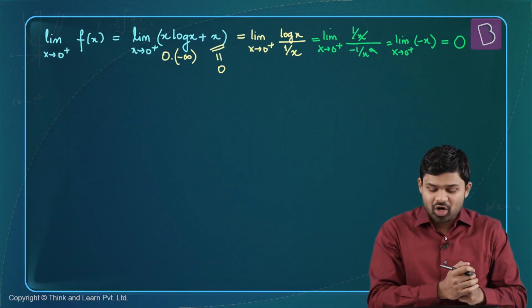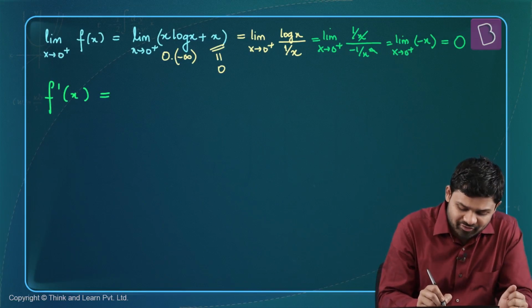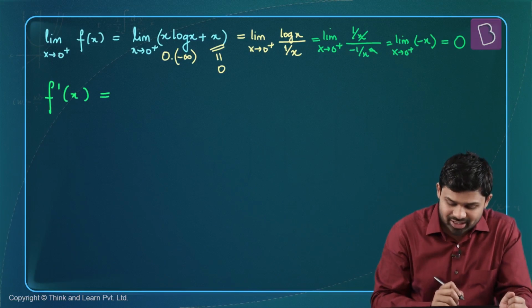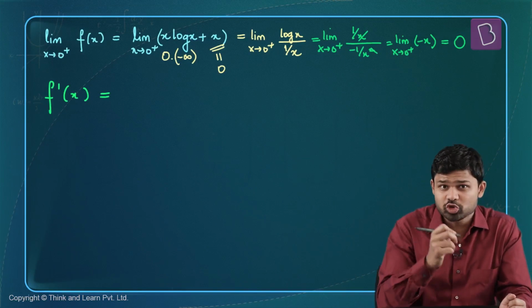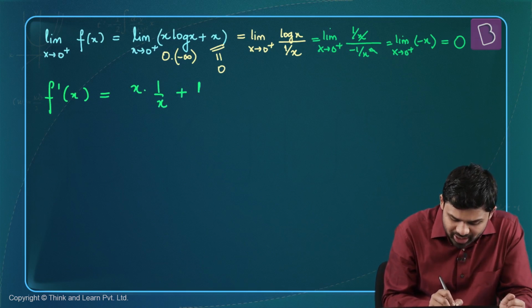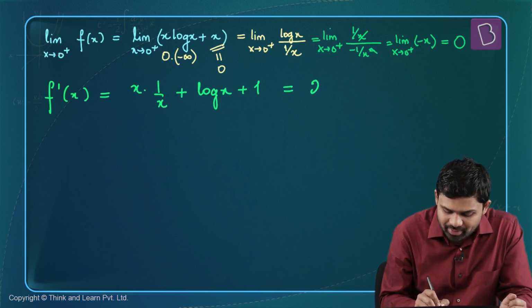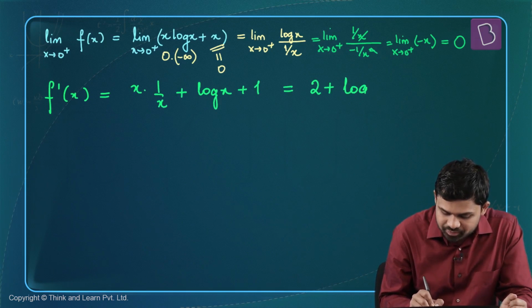Now let's try and find out what is the value of f dash of x. So f of x is x log x plus x. So f dash of x, I'll have to use the product rule, will be x times 1 by x plus log x plus 1. X times 1 by x is 1. So this is going to be nothing but 2 plus log x.